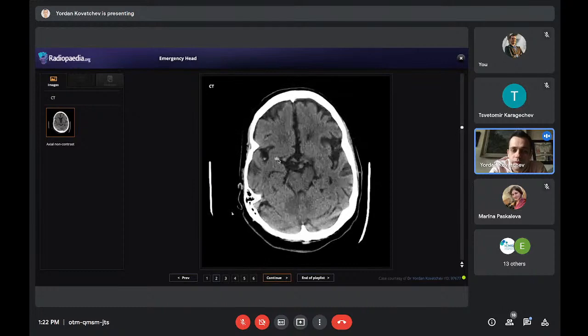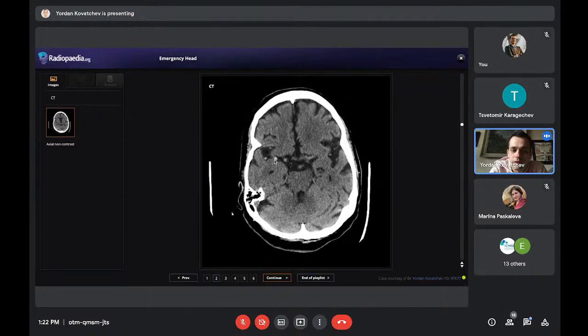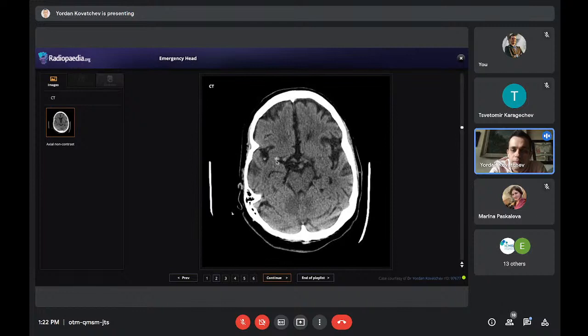So this is the first segment, and we see how it's hyperdense. It's white, hyperdense, and this is a hyperdense MCA. As I said earlier, this is a strong indication for a thrombus, and immediately we need to do CTA.